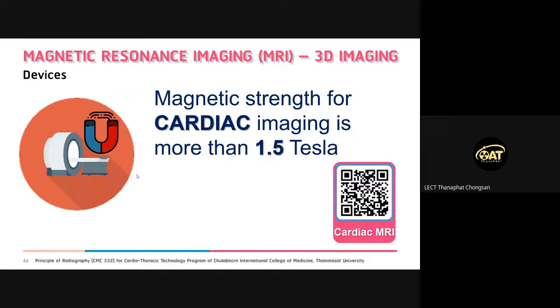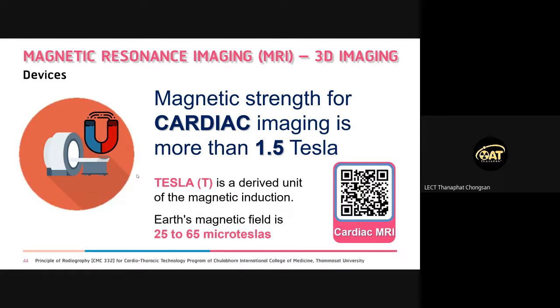However, not all MRI can be used to examine the cardiac part. The recommendation is that we should select an MRI with magnetic strength of more than 1.5 Tesla, so we will get good resolution for the cardiac part. Tesla is the unit of magnetic induction. Everyone can compare MRI magnetic strength with the Earth's magnetic field, which is 25 to 65 microtesla. For more information about Tesla and cardiac MRI, everyone can see this QR code.